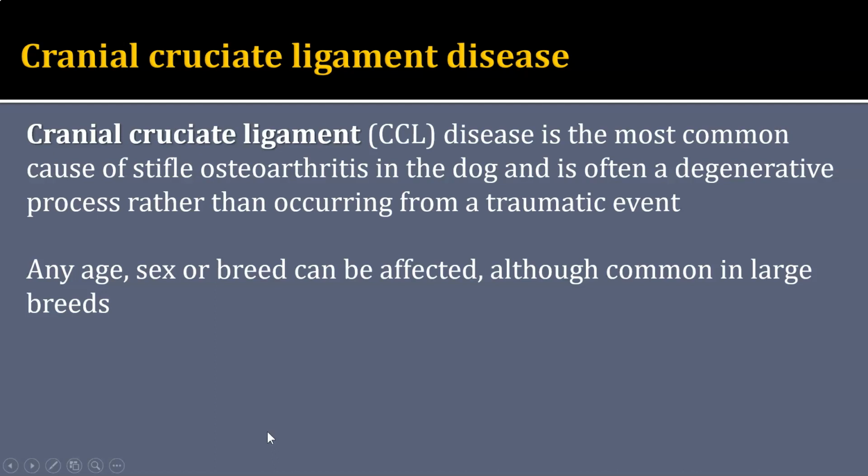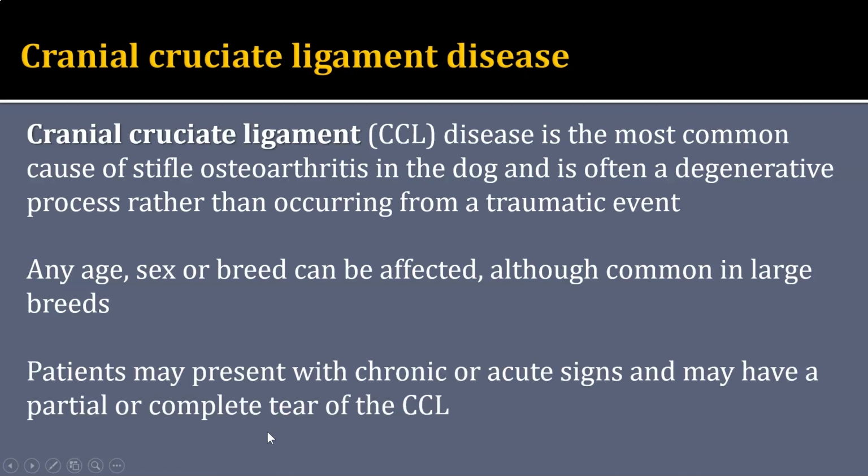Let's start with cranial cruciate ligament disease, which is the most common cause of stifle osteoarthritis in the dog. This is often a degenerative process rather than occurring from a traumatic event. Any age, sex, or breed can be affected, although it is more common in large breed dogs. And in fact, you should know that the cat, horse, and cow can also present for this disease.